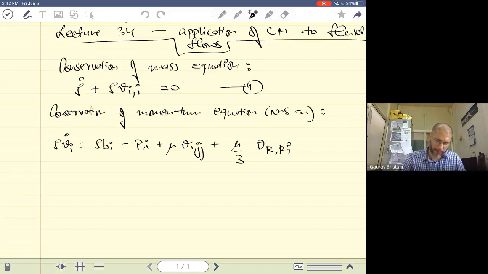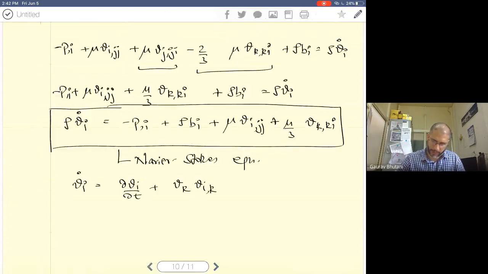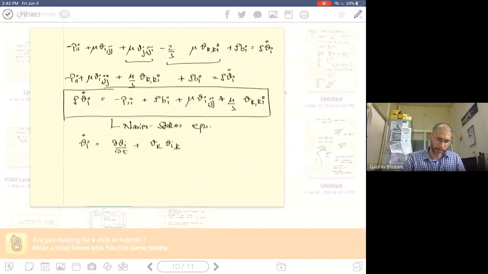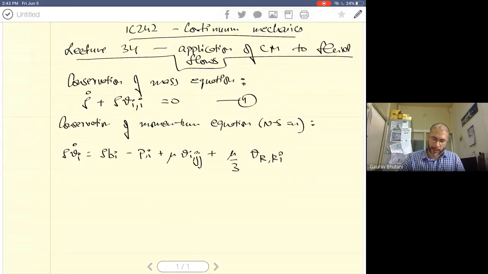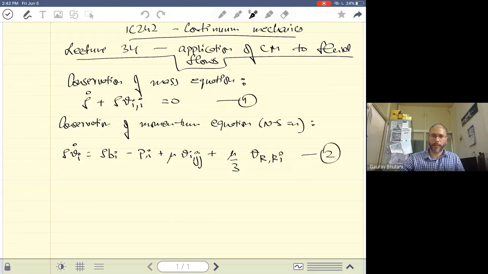Right, so let's check with the form that we obtained last time, and it does match with the equation that we obtained in the previous lecture. All right, so these are the two equations that we'll be using to solve today's application problem. So let's talk about a few special cases before that.